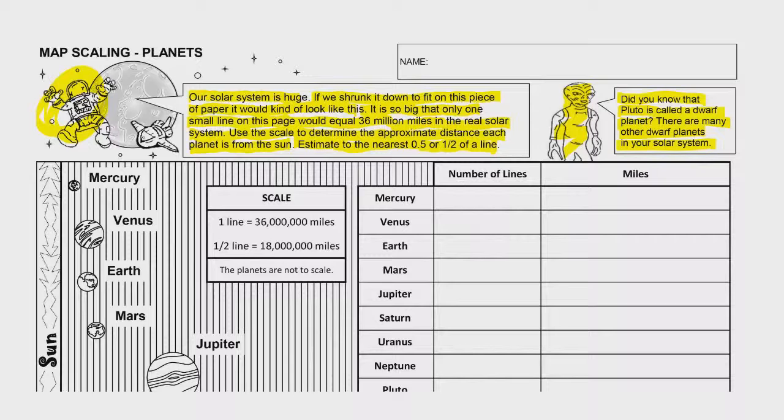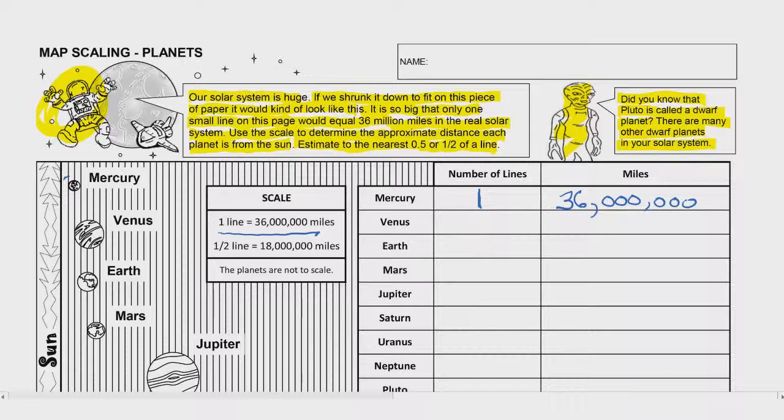So basically, all we do is count the lines, and for every line we count, it equals 36 million miles. So let's do Mercury. Mercury is one line. So we put number of lines right here is 1. And we already know that one line is 36 million miles. So for miles, we put 36 million miles. Huh, that was easy.